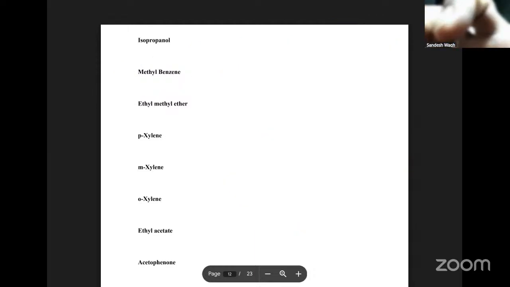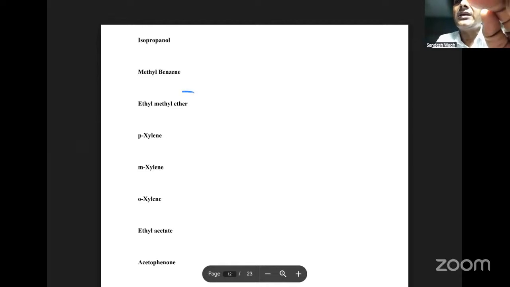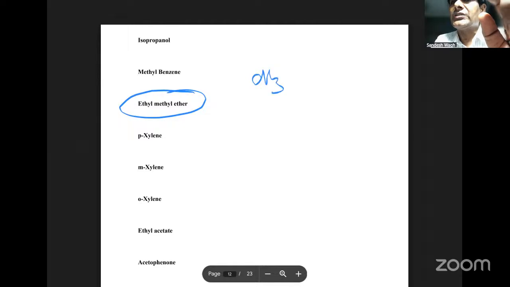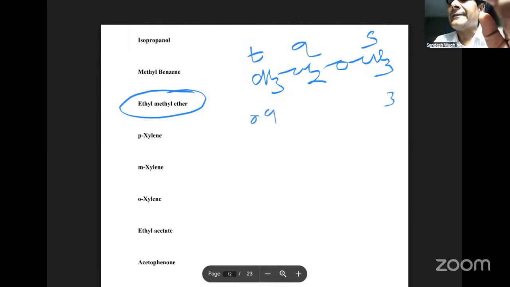Let's have another example. Ethyl methyl ether. Already this is exactly the same as for ethyl methyl ketone. So this is CH3, CH2, O, CH3. This will be a triplet, this will be a quartet, this will be a singlet, 3 signals, 0.9. And this is attached to the O, it will be 4.5, this will be 4.2 or 4.3.